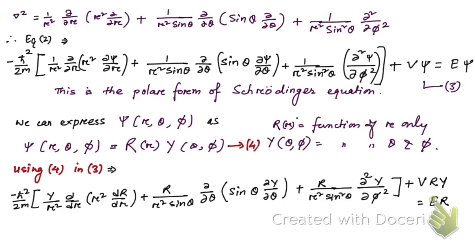Let me tell you one more thing. Now this phi is replaced by R into Y. R is a function of small r only, and this Y is a function of theta and phi. Since R is a function of small r only, and here we have a differential coefficient with respect to r, Y is not a function of r, it is a function of theta and phi. So these are independent variables: r, theta and phi.